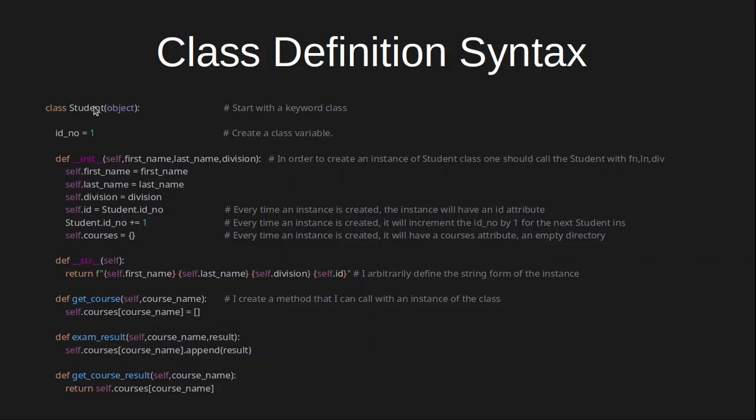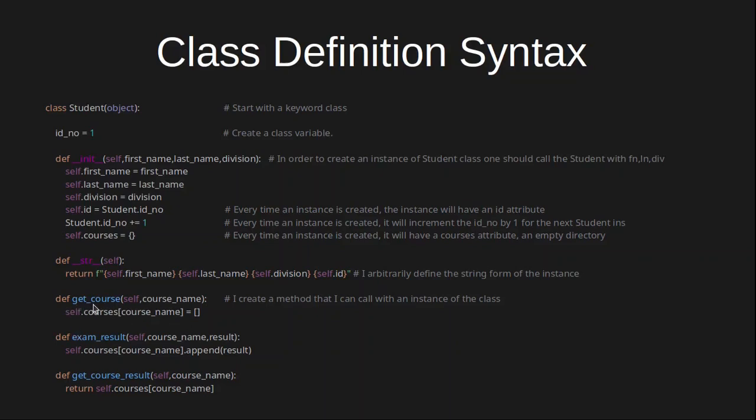I will also create an attribute called id of the instance, and I will assign the class variable Student.id number to this attribute. And I will increment the class variable by 1, and I will create a last attribute called courses, and I will assign an empty dictionary to this attribute of the instance. Then I create the string method, and I create 3 more methods to change the state of the attributes.